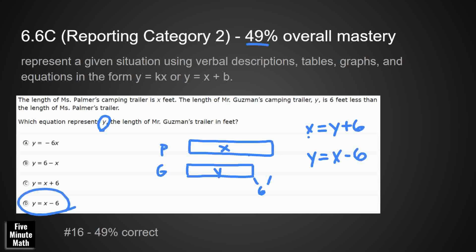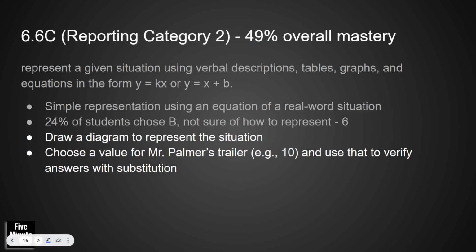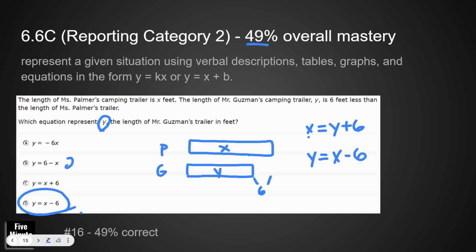At D, we had 49% of our students get that correct. So this was a simple representation, using an equation, of a real world situation, but 24% of our students chose B. So they knew that something was subtracting, but you see how they just flipped the two, which you cannot do, because you cannot use the commutative property for subtraction like you do with addition. So obviously those are not the same thing. They were close. They knew there was some type of subtraction because it says 6 feet less, so they were able to pick that up. They just didn't know which came first.